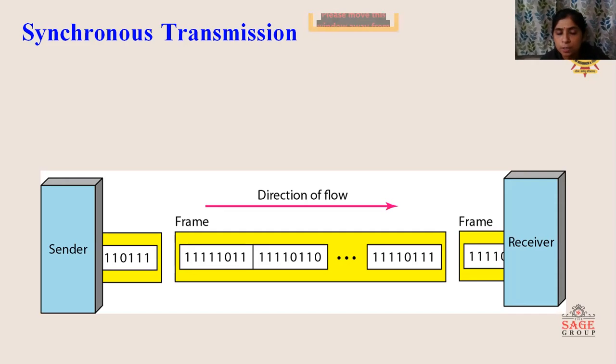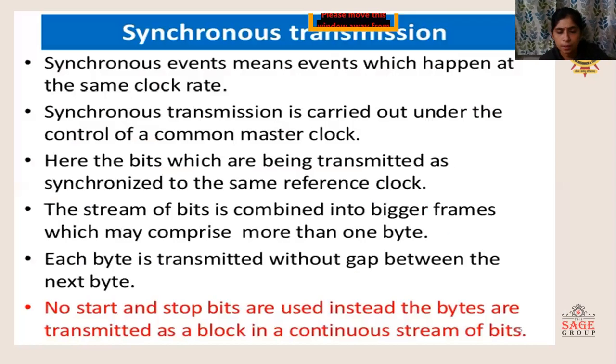If the clocks are not synchronized, then the data will not be transmitted properly. Synchronous means same clock rate, and asynchronous means transmitter and receiver clocks are at different rates. Synchronous transmission is carried out under the control of a master clock, where the bits which are being transmitted are synchronized to the same reference clock.